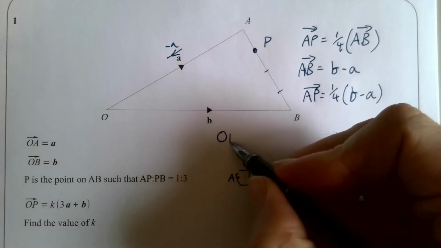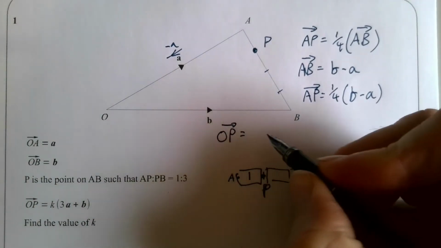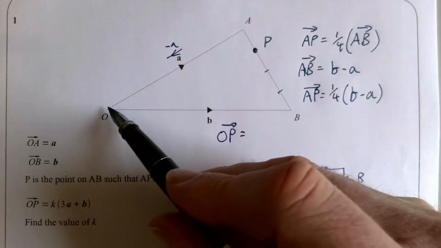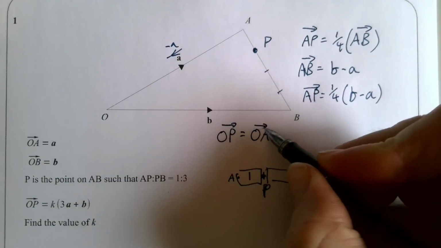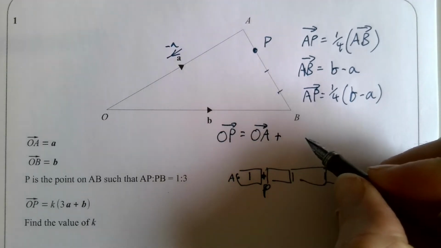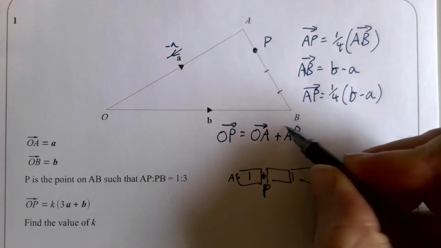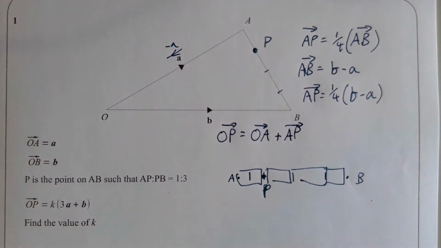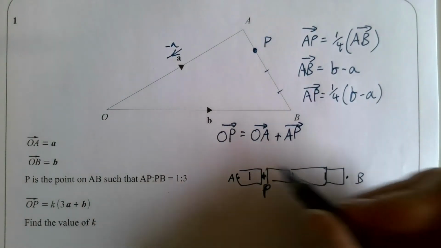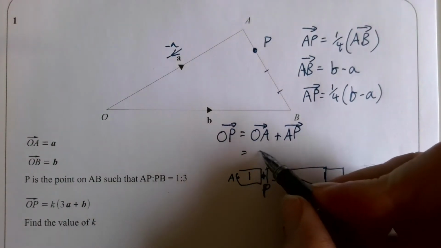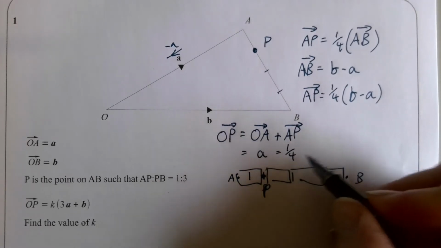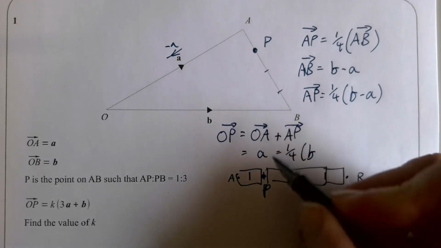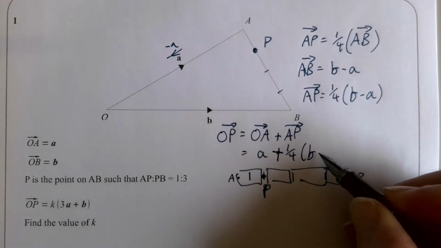And we can say that O to P, I don't know how to get from O to P, but I know how to get from O to A. So I could go to A and then go from A to P. So going to A is A, and going from A to P is 1/4 of, sorry, so we're going to be adding 1/4 of B minus A.